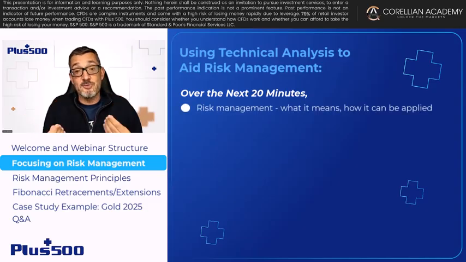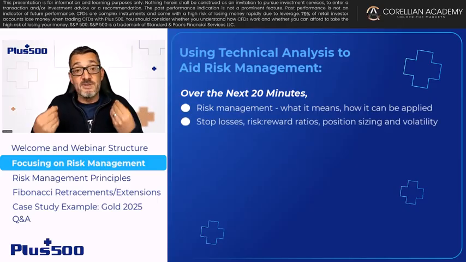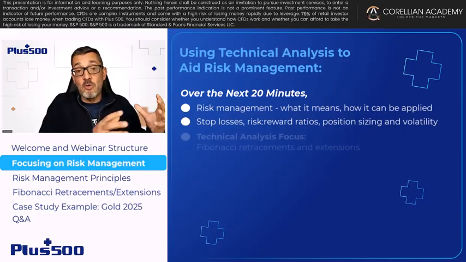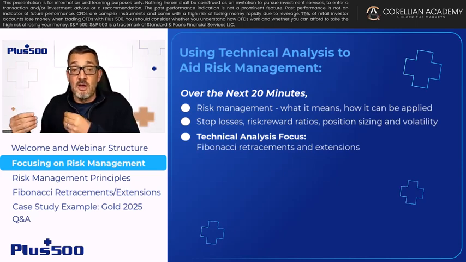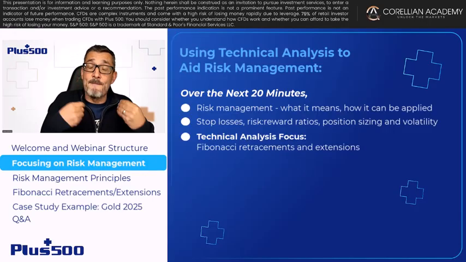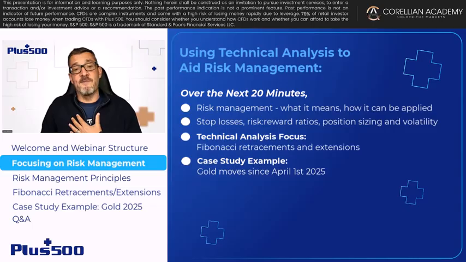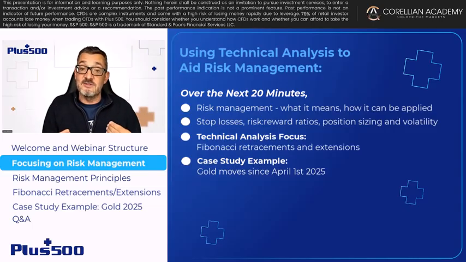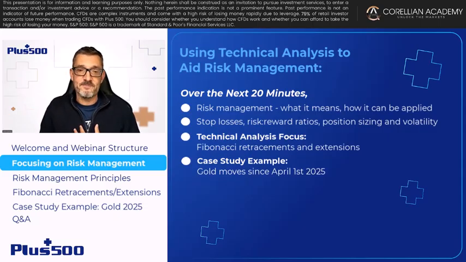I'm going to break down risk management, what it really means, and how you can apply it practically in your trading. I'll look at stop losses, risk-reward ratios, and position sizing and volatility. Then I'll shift the focus deeper into technical analysis and cover a powerful tool called Fibonacci retracements that can help you to guide your trade entries, exits, and most importantly, your risk levels. And finally, I'll bring all this together using a gold case study, where I will walk through how Fibonacci techniques could have helped traders to manage their risk more effectively when trading gold. Okay, let's get into it.